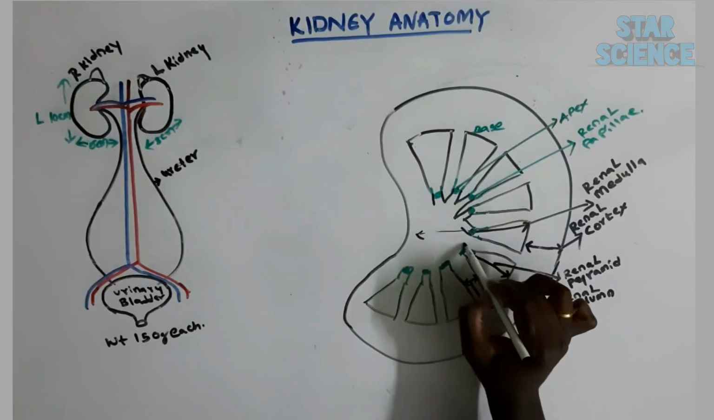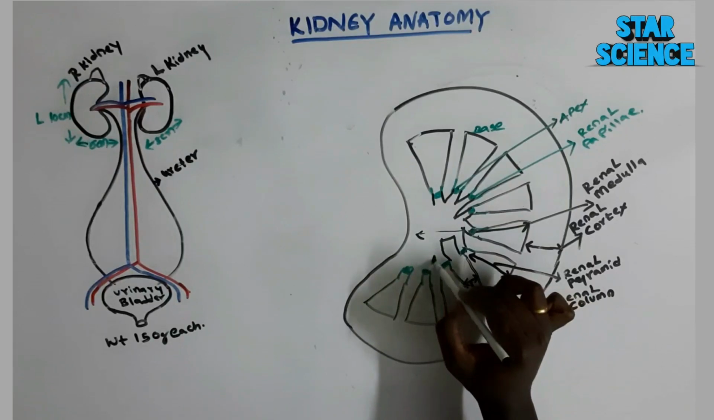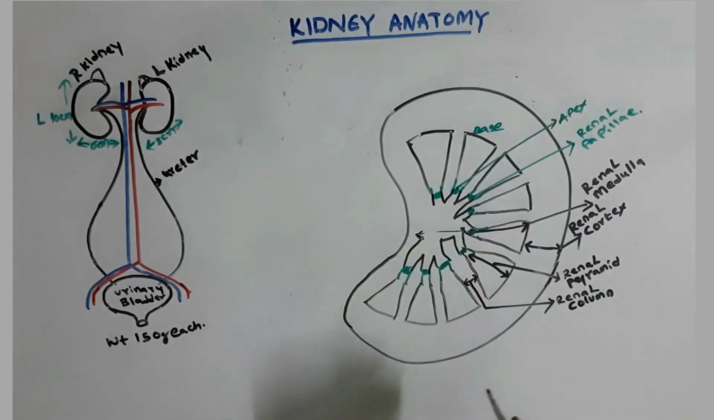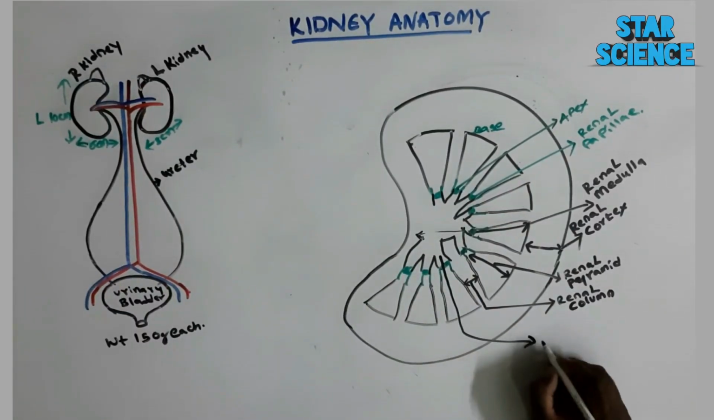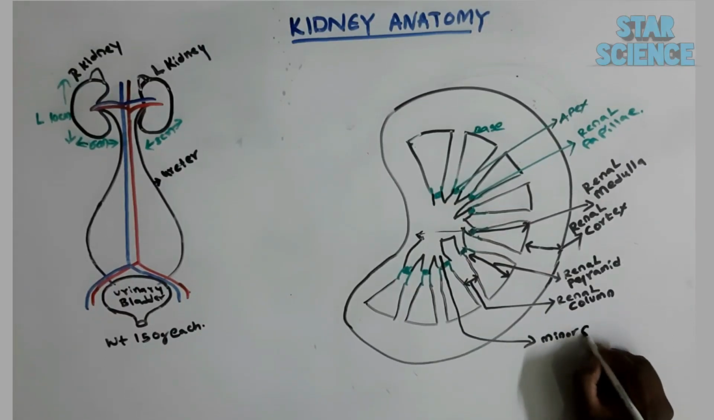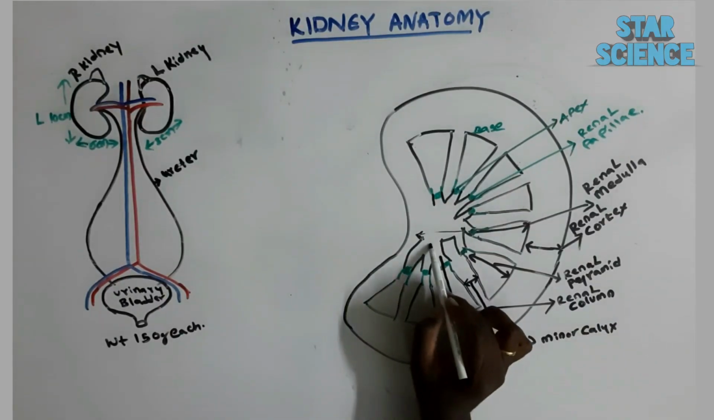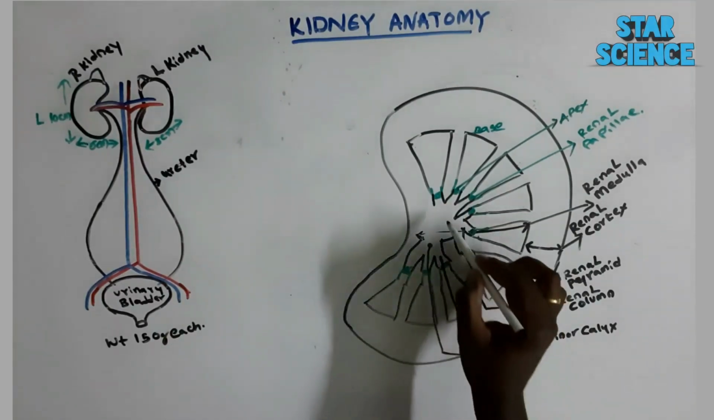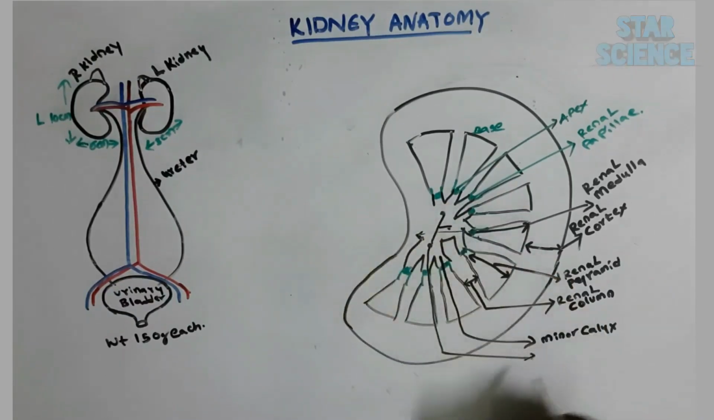You have to remember it might be 2-3 renal pyramids which connect to each minor calyx. The three are made as one, and it is connected as a large duct which is called the major calyx. I'm showing you right now, it is called the major calyces. These major calyces are around 2 or 3.